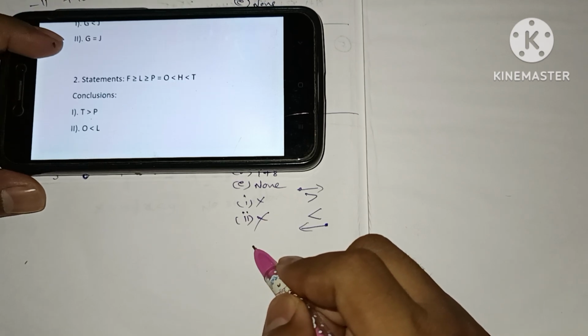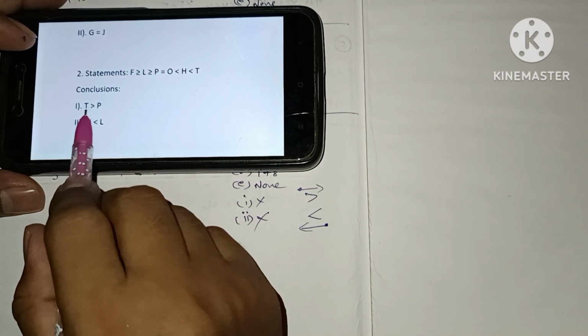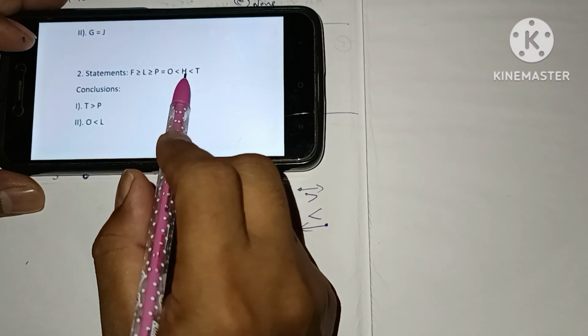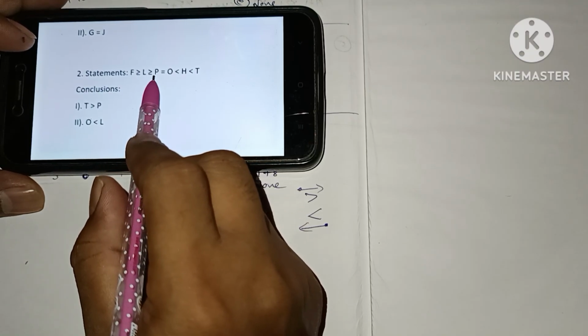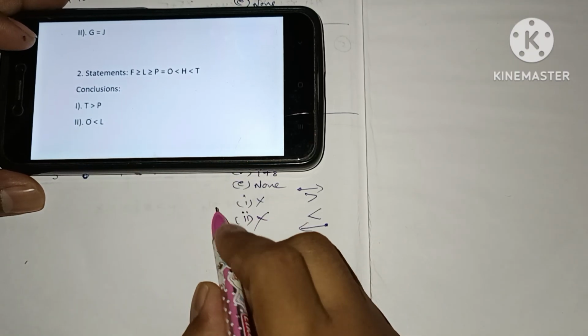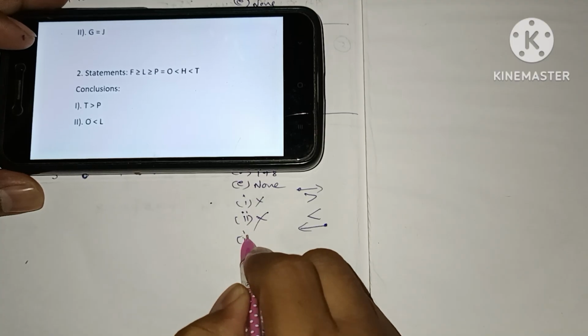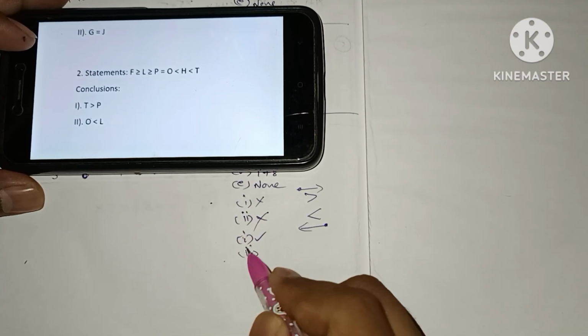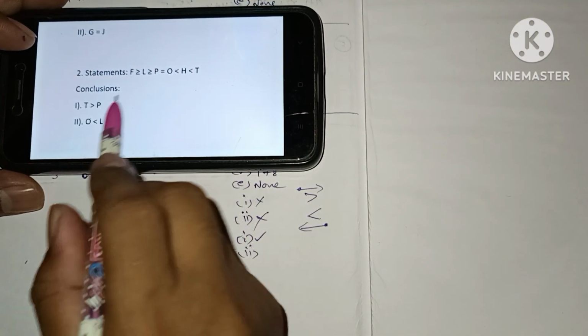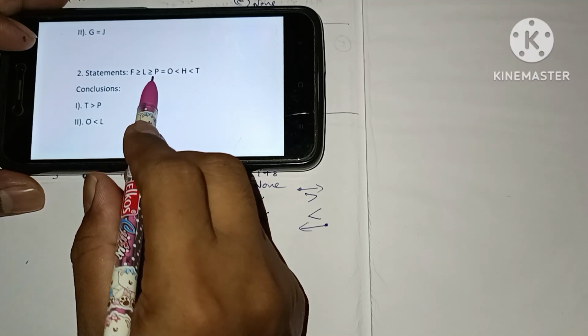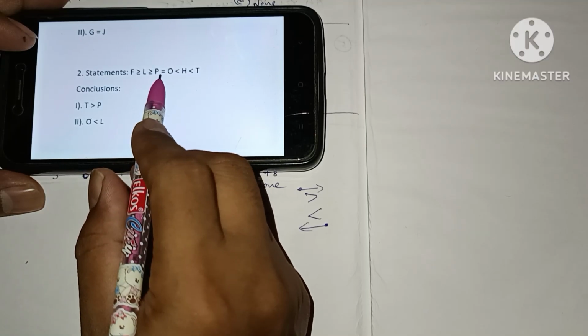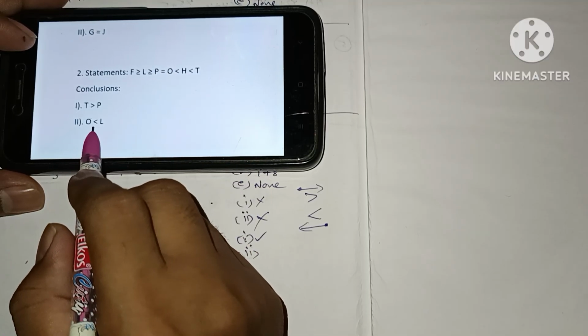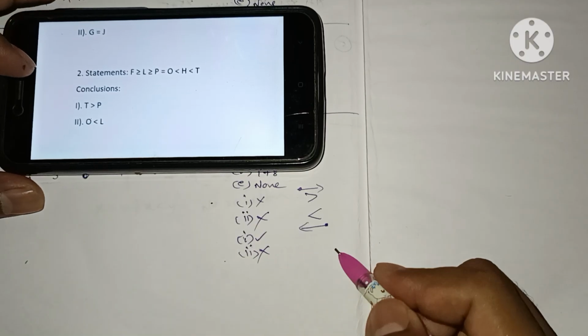Now we are going to see second question. The flow from T to P. From T, there is a flow up to P. So first conclusion will be true. Second conclusion, the flow from L to O. From L, we can reach to P and to O. But here there is equal to also and there is no equal to here. So second conclusion will be false.